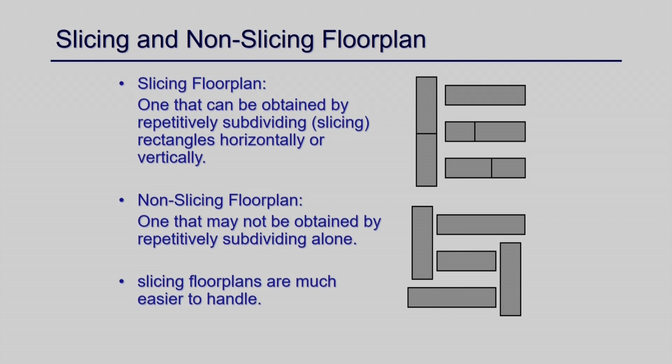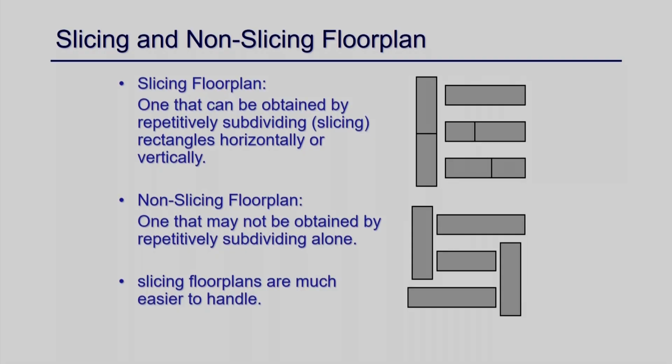What is that? I mean, sliceable floor plan is something. So, you finalize your aspect ratio and you finalize your block height and width, right, and then you place them. So, after placing, what does sliceable mean? Your floor plan can be obtained by repeatedly slicing horizontally or vertically.